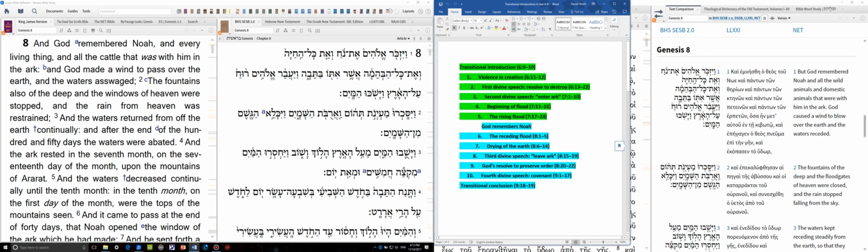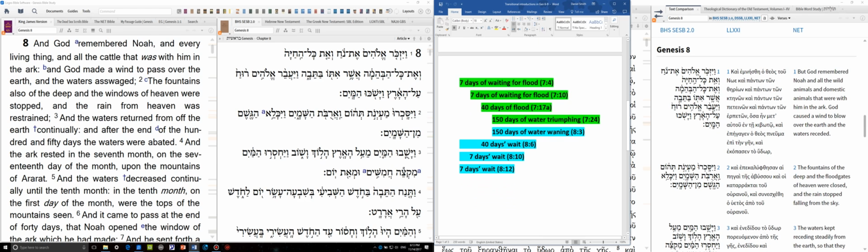And I actually want to show you another. Basically, we've covered what's in green here as well. Notice how you have the same grouping of numbers and particular days. You have 7 days waiting for the flood, 7 days of waiting for the flood again in verse 10. Then you have 40 days of flood, 150 days of the water triumphing over the earth. Then you have 150 days of the water waning or decreasing, 40 days wait. Then the 7 days wait and 7 days wait. We're going to read all of that you see highlighted in blue, but basically you have working up to a climax and then working back down, but it uses the same numbers and the same groupings of numbers if you look at it that way.